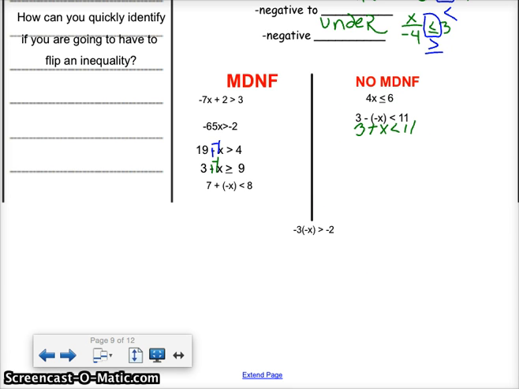What about this? This turns into 3x. 2 negatives turn into a positive. 3x is greater than negative 2. I would divide by a positive 3. That is not a flipper. So, again, if you ever wonder if you're going to flip it or not, if the last thing you do is move a negative number by multiplying or dividing, you must flip it.